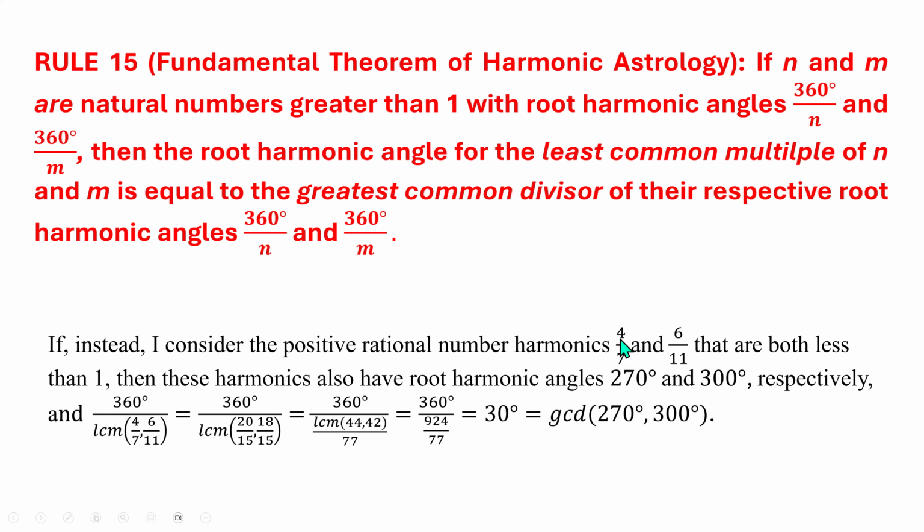And here's another example where both of my fractions are less than 1. I'm going to get back the same root harmonic angles, 270 degrees and 300 degrees. Their greatest common divisor is 30 degrees. And if I look at 360 degrees divided by the least common multiple of these two fractions, I use the same procedure to get that. And I wind up with 360 degrees divided by 924 over 77. That too reduces to 30 degrees.